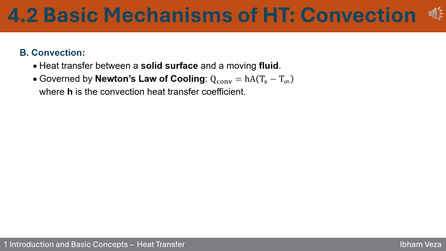4.2. Master convection and heat transfer. Next, let's focus on convection. This is heat transfer between a solid surface and a moving fluid, like air or water flowing over a hot plate. Convection is described by Newton's law of cooling. This law connects the heat flow to the temperature difference between the surface and the fluid. The formula is Q equals hA times (Ts minus T infinity), where h is the convection heat transfer coefficient, which depends on the fluid type and flow conditions. Understanding convection helps you analyze how fast heat is lost or gained in systems involving fluids.